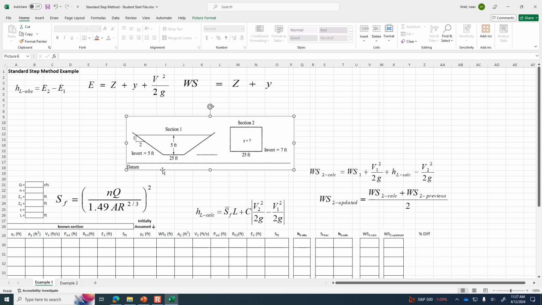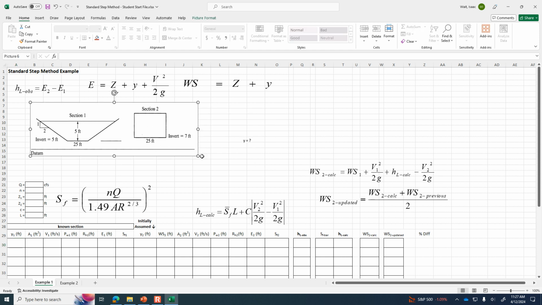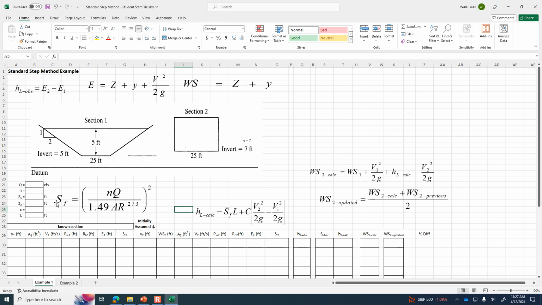Okay, so the first thing we've got to do is put in some of the known section details. So what do we know at section 1? Let me make it a little bit bigger. We know at section 1 the flow depth is 5 feet. So just put in 5.